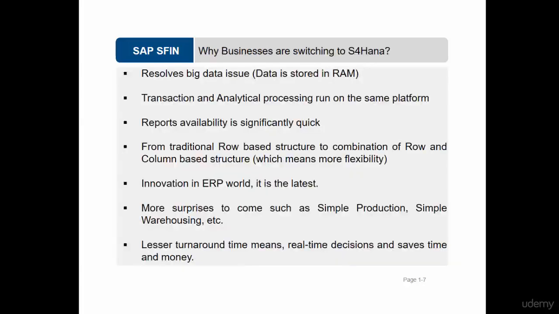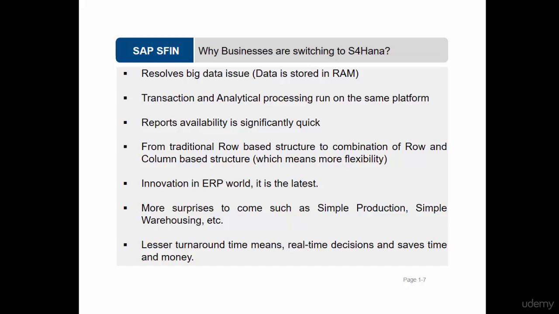So, why are businesses switching to SAP S/4HANA? Some of the reasons include: it resolves the big data issue. Now data is stored in RAM. Transaction and analytical processing run on the same platform. Report availability is significantly quicker. The database is providing more flexibility by switching from the traditional row-based structure to the new row and column-based structure.